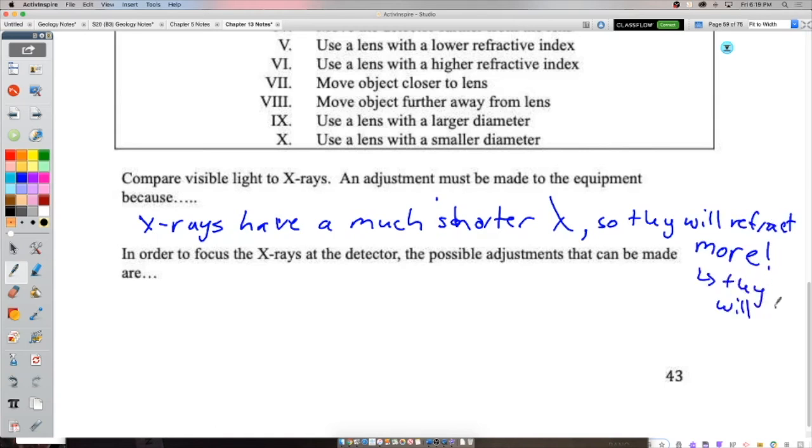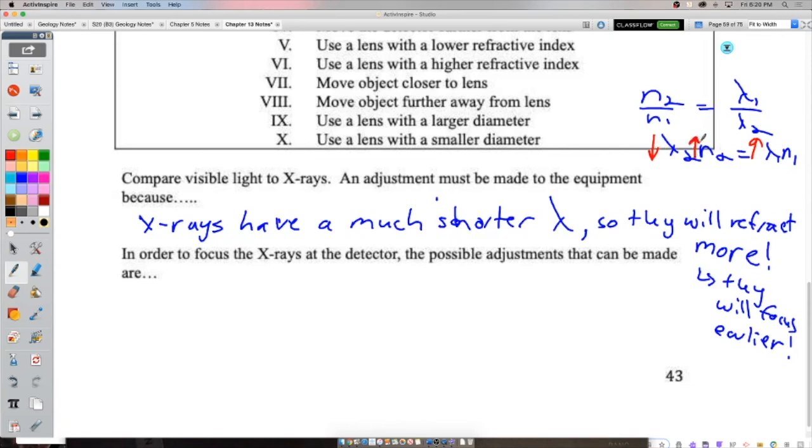They will focus earlier. Again, just by the fact that n2 over n1 equals lambda 1 over lambda 2. If you just rearrange this a bit, you get lambda 2 n2 equals lambda 1 n1. Okay, if you have a smaller wavelength, like an X-ray, versus a bigger wavelength, like visible light, how do you keep this equation equal? Well, smaller wavelength, higher index of refraction; bigger wavelength, smaller index of refraction, to keep both sides equal, okay? Higher index of refraction, again, means bend more, okay?